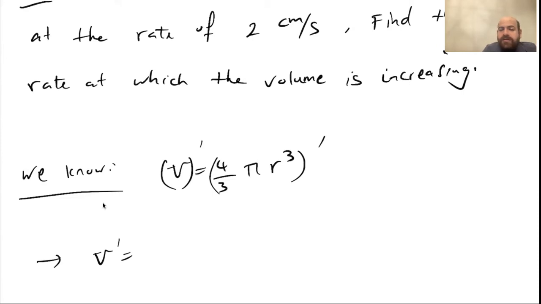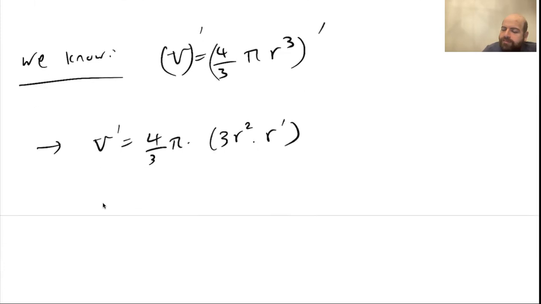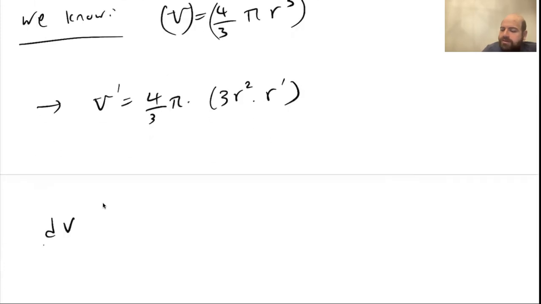Why times r prime? Because r itself is assumed to be a function of t. t is the independent variable, and v and r are both dependent variables. They are both like u. So for both of them, I have to use the chain rule. So v prime equals 4/3 pi r times 3r squared times r prime. Or in Leibniz notation, I can write dv/dt equals, 3 cancels with 3, so 4 pi r squared dr/dt.